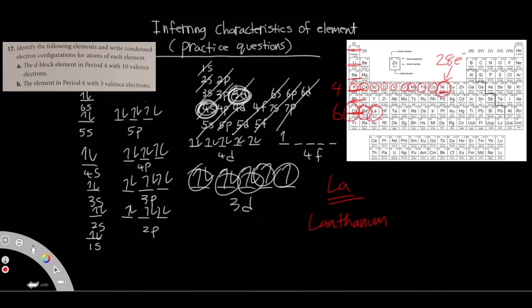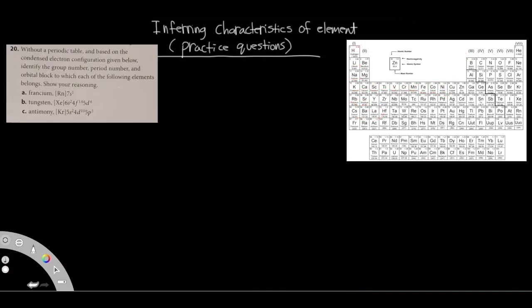All right, so that would be our answer. All right, next question. Without a periodic table, so imagine we cannot see this periodic table here, and based on the condensed electron configuration, so just exit this out, we don't need this right now, and based on the condensed electron configuration given below, identify the group number, period number, and the orbital block.